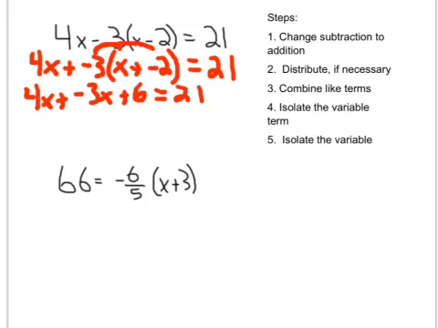Okay, next is to combine like terms. Well, I've got two x's over here. I can combine those. 4x plus negative 3x is just 1x. Plus 6 equals 21.